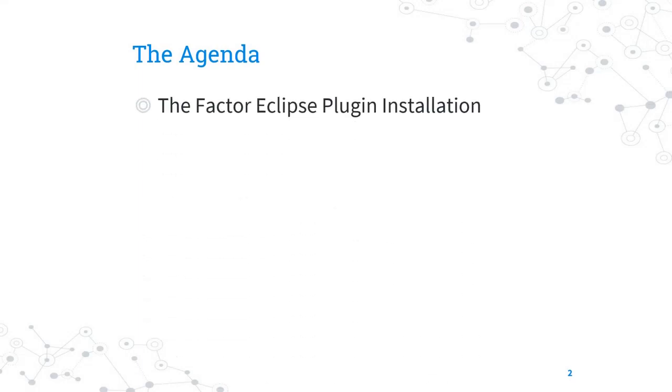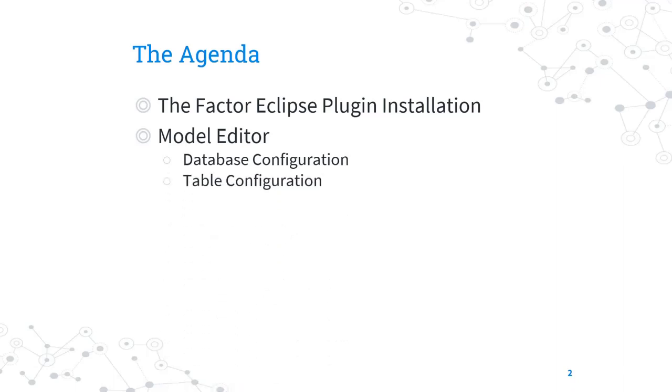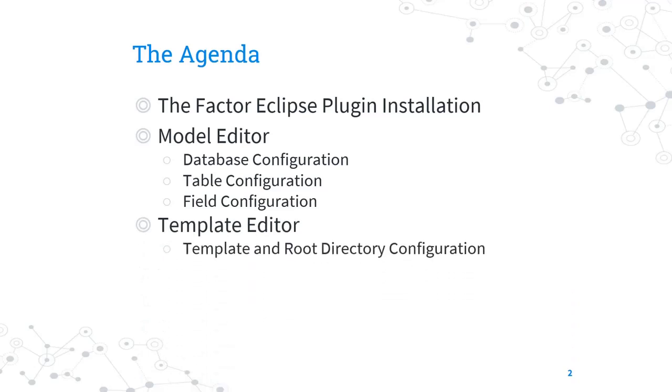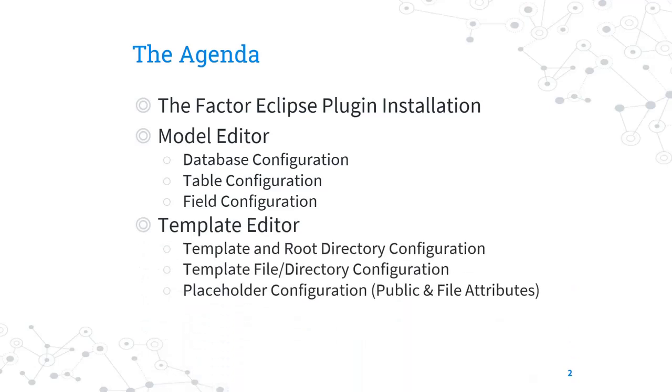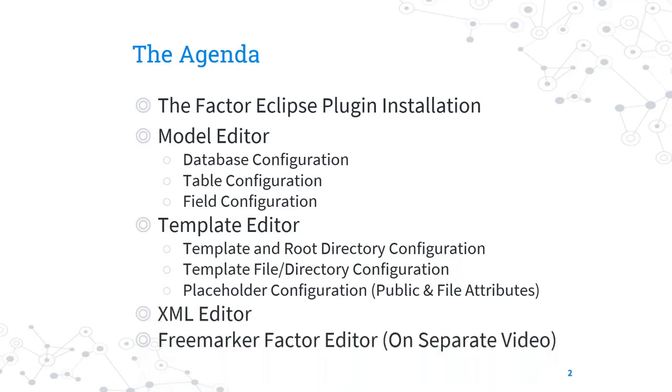This is the list of items that we want to explain. We will explain the Factor Eclipse plugin installation. We also want to explain how we use the model editor that consists of database configuration, table configuration, and field configuration. After that, we'll continue to explain how we use the template editor that consists of template and root directory configuration, template file or template directory configuration, and the placeholder configuration. The last item, we want to explain how we use the XML editor. And in the next video, we will continue to explain how we use the FreeMarker Factor editor.